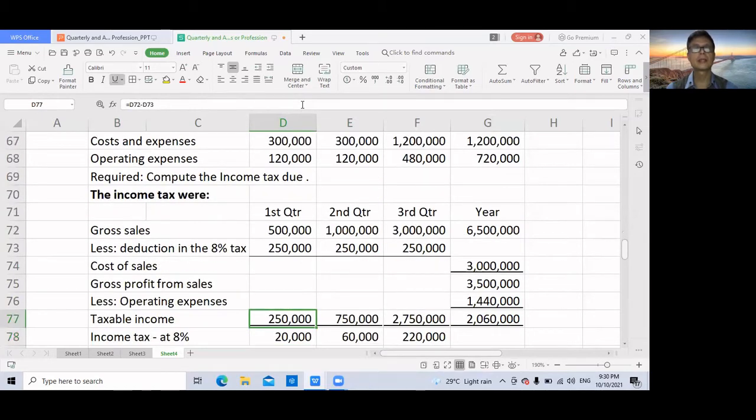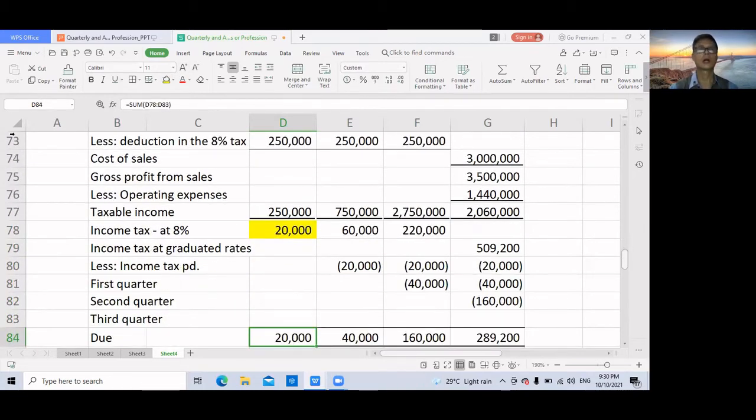So itong deduction niya, i-deduct from the gross sales. So meron siyang taxable income na 250,000. Okay, nagkataon lang pareho sila ng 250, pero itong 250 na to taxable income to after deducting yung deduction from the gross sales of 500,000. So 250,000 times 8%, so ito na yung tax para dun sa first quarter. So this would be 20,000. Now the due for first quarter is also 20,000.